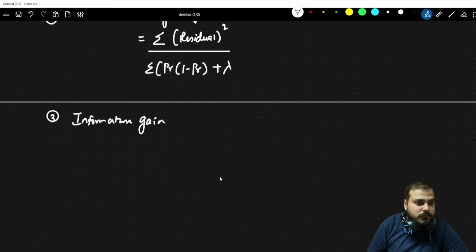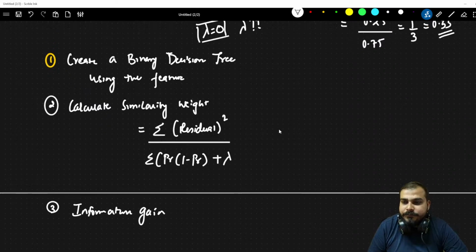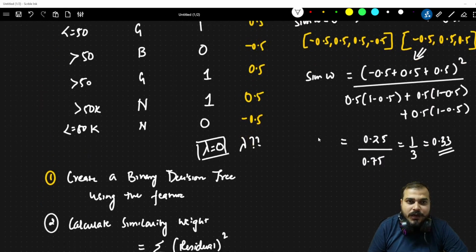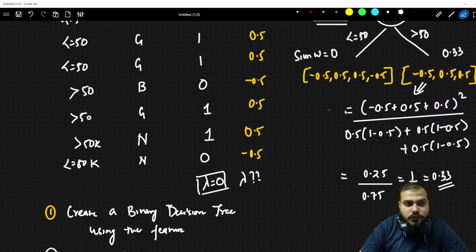Here you can see probability multiplied by 1 minus probability. Don't get confused or overthink whatever I'm doing, just do that. Now here I have got the similarity weight, I've got everything.